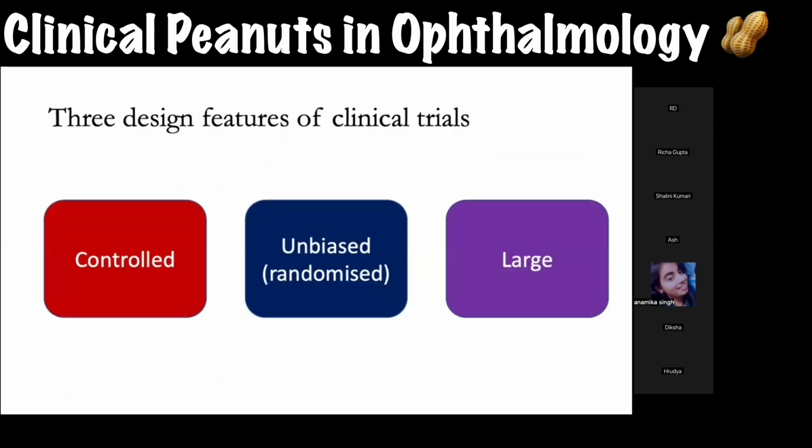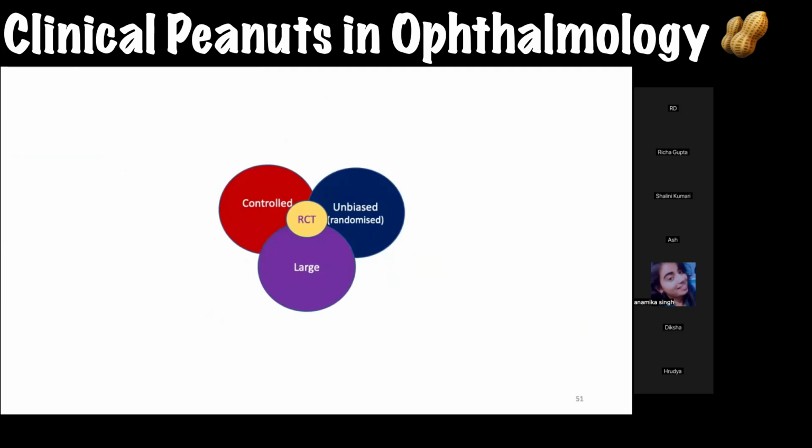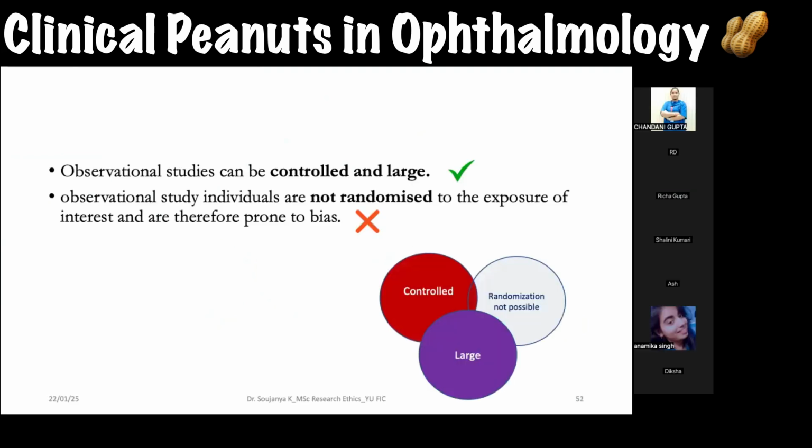So why is it so? I told you the key features of a clinical trial are that they are controlled, they're unbiased, and they're large. All three things need to be there. But when it's an observational study, it can be controlled, it can be large, but you can never randomize an observational study because you are not going to intervene yourself. You have only observed people who have taken hormone replacement therapy. You have not given it to them, or selected who is going to get it. Observational studies are never randomized, and because of this, certain biases creep in.